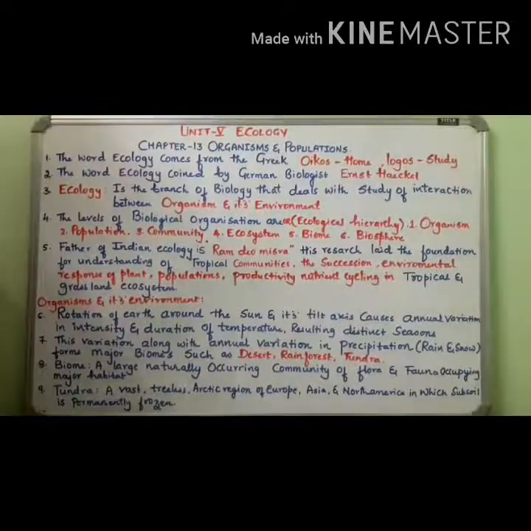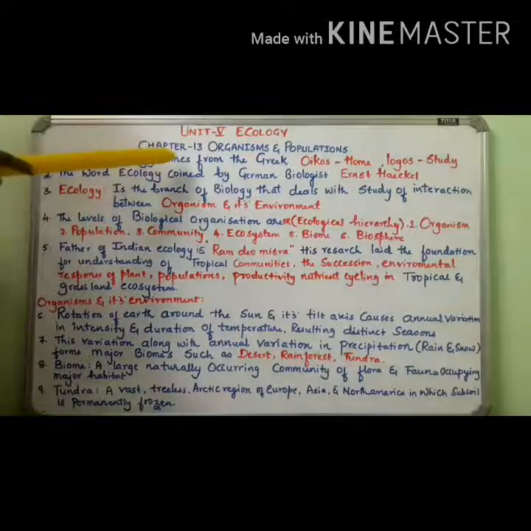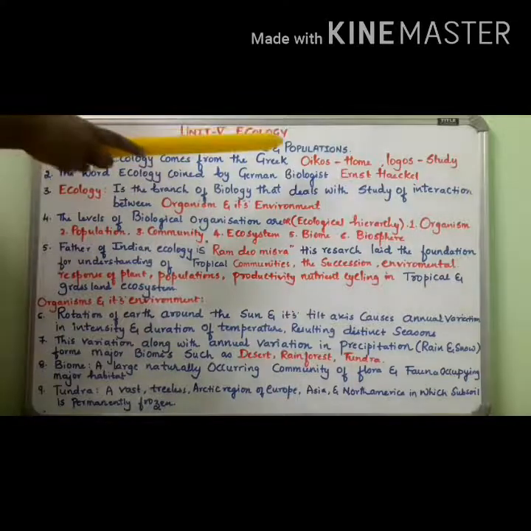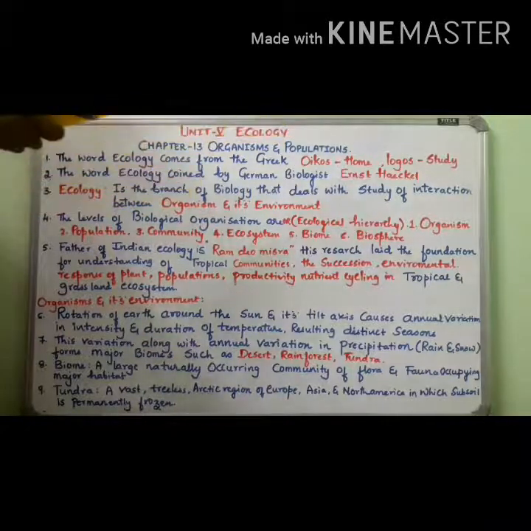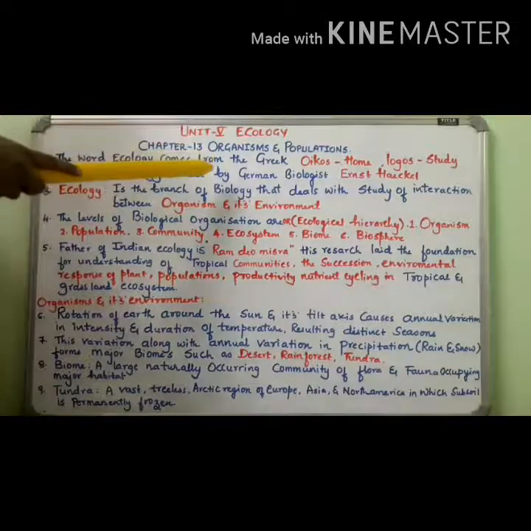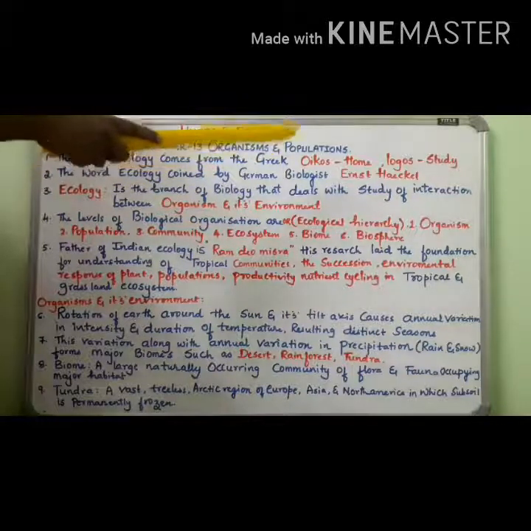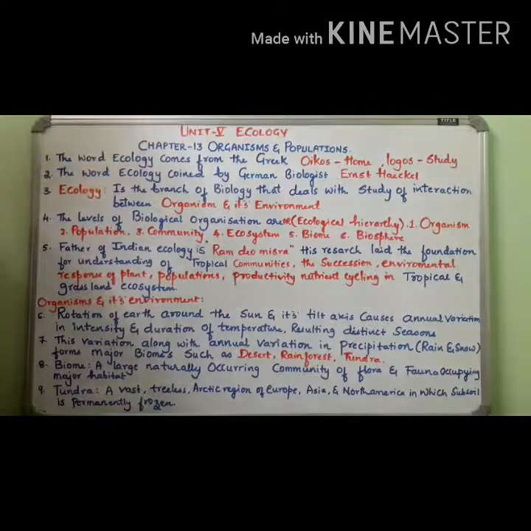Today we are going to discuss Unit 5, Ecology. The word ecology comes from the Greek: oikos means home, logos means study. The word ecology was coined by German biologist Ernst Haeckel. Ernst Haeckel also coined the terms phylum and phylogeny, including ecology.